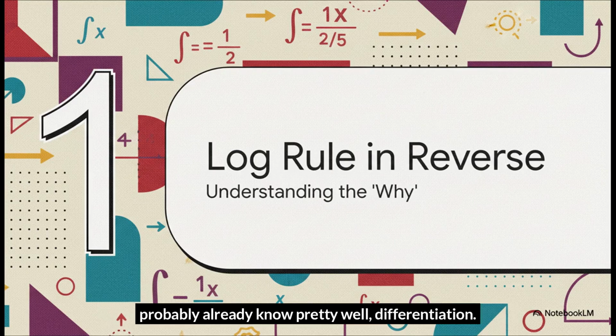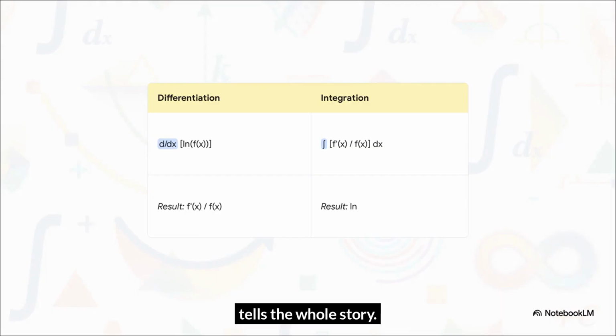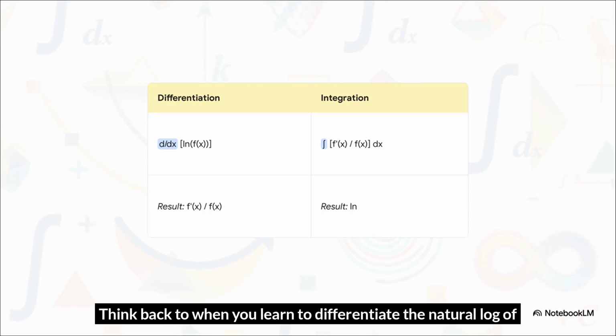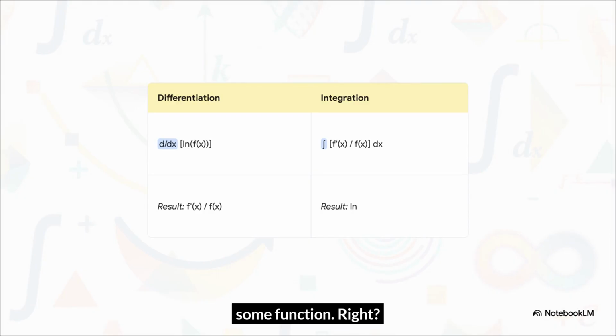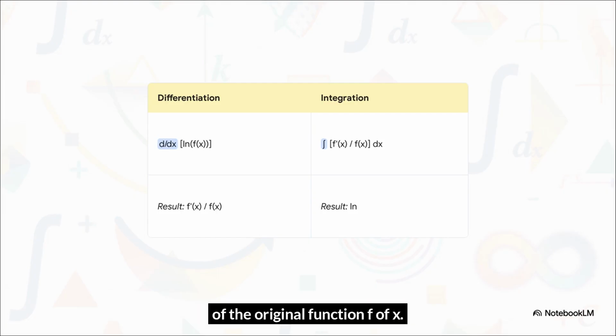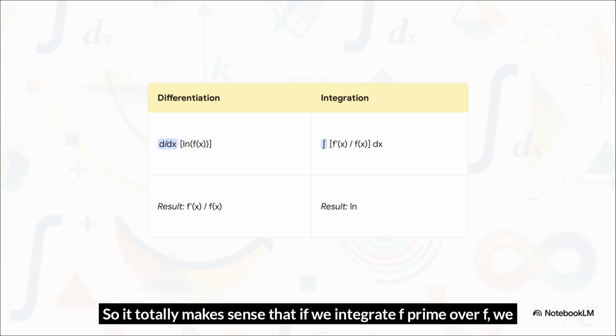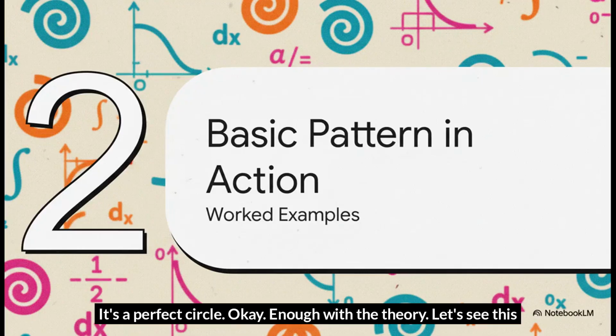you probably already know pretty well, differentiation. It's all about thinking backwards, you'll see. And this right here tells the whole story. Think back to when you learned to differentiate the natural log of some function, right? The answer was always its derivative, f prime of x, sitting on top of the original function, f of x. Well, integration is just the opposite of differentiation. So it totally makes sense that if we integrate f prime over f, we get right back where we started, the natural log of f of x. It's a perfect circle.